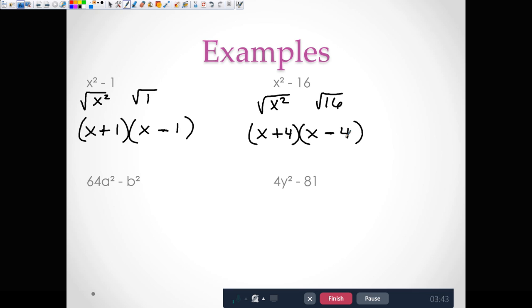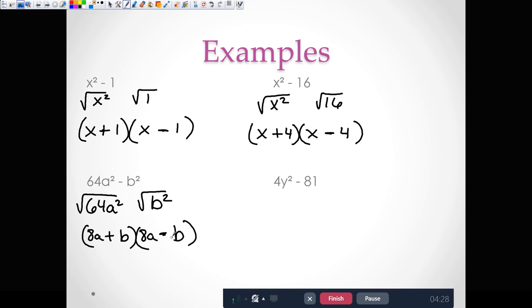All right, is 64a squared a perfect square? Can I square root 64? Yes. Can I square root a squared? Yes. Is b squared a perfect square? Yes. Is it subtraction? Yes. It has to be subtraction. If it's not subtraction, it's what? Prime. All right. So I'm going to square root 64a squared and square root b squared. My answer is going to be the product of a sum and a difference. So what's the square root of 64a squared? 8a, so 8a and 8a. Okay, what's the square root of b squared? I'm sorry, b.